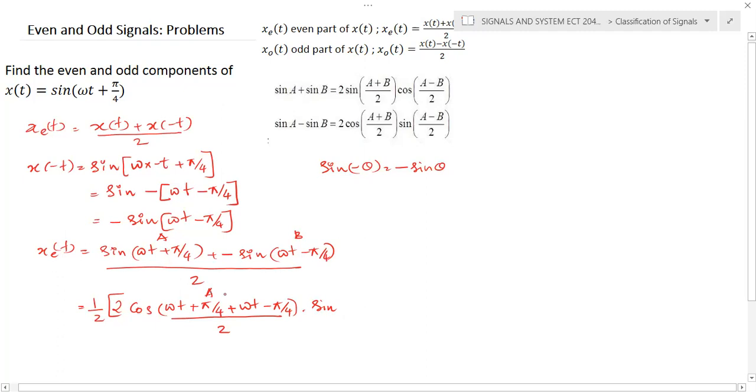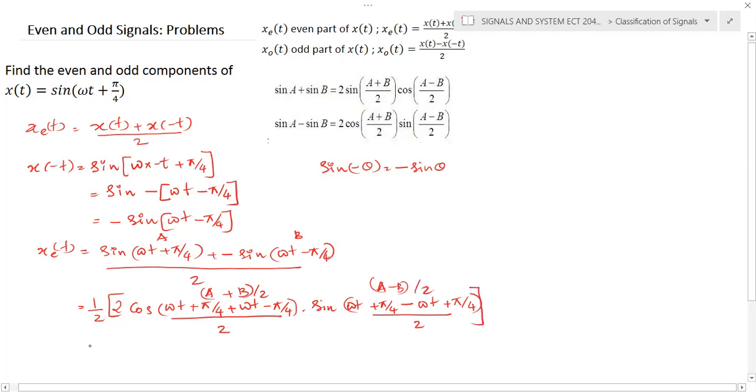So this is actually a plus b by 2. Now we need to write a minus b by 2. So a is omega t plus pi by 4 minus b. So b is actually omega t minus pi by 4, and if you apply the minus sign, you will get minus omega t plus pi by 4, the whole divided by 2. So you will get a minus b by 2.